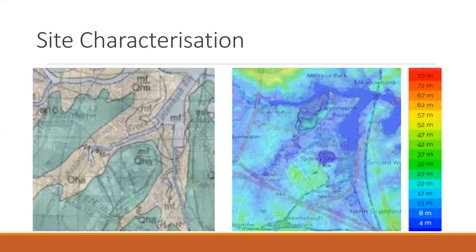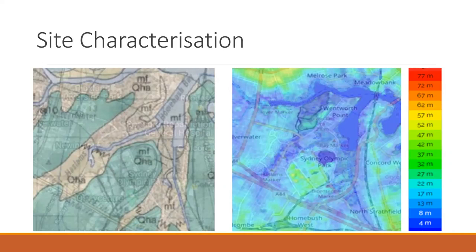The figure on the left is a geological map of the area. The areas in green are Ashfield Shale of the Wianamatta Group. The light-coloured areas consist of man-made fill and silty to peaty quartz sand, silt and clay. This means that the soil in the area has low permeability, which will have implications on remediation methods discussed later.